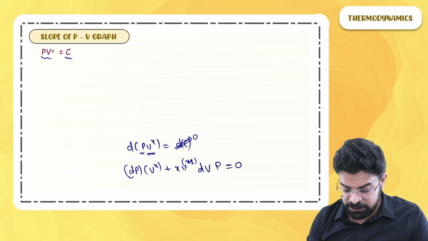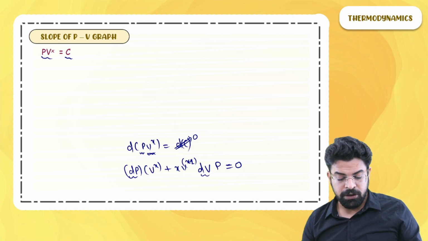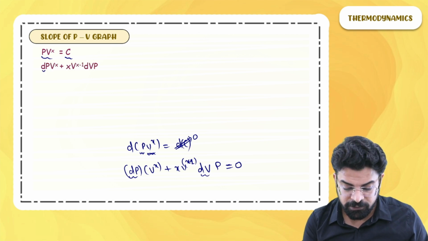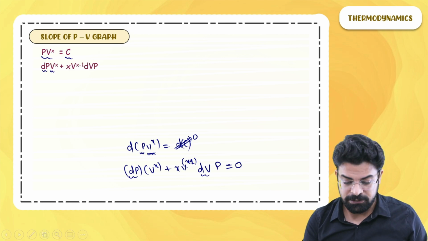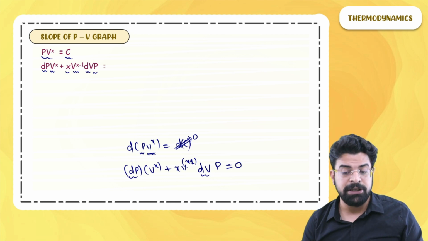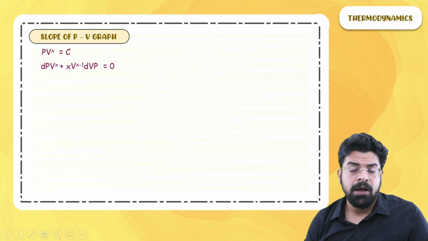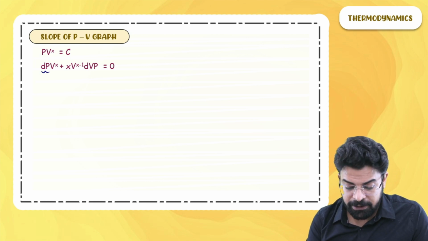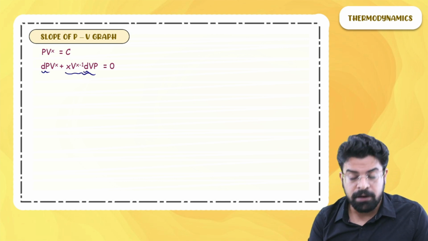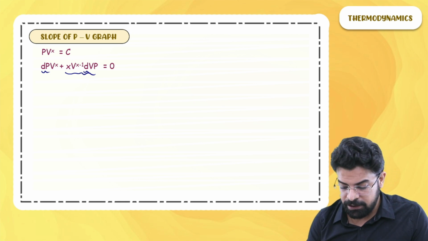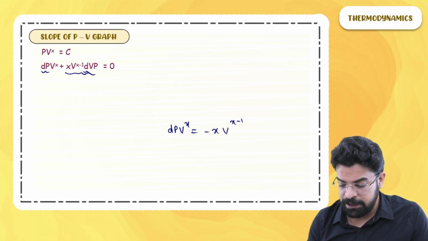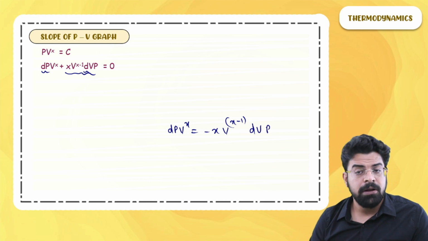Now our mission is to find dP by dV. So first of all, on differentiating, you will get dP into V raised to the power of x plus x V raised to the power of x minus 1 dV into the first term as it is, P equals 0. If we need to find dP by dV, take this whole term to the right hand side. So you get dP into V raised to the power of x equals minus x V raised to the power of x minus 1 into dV into P.